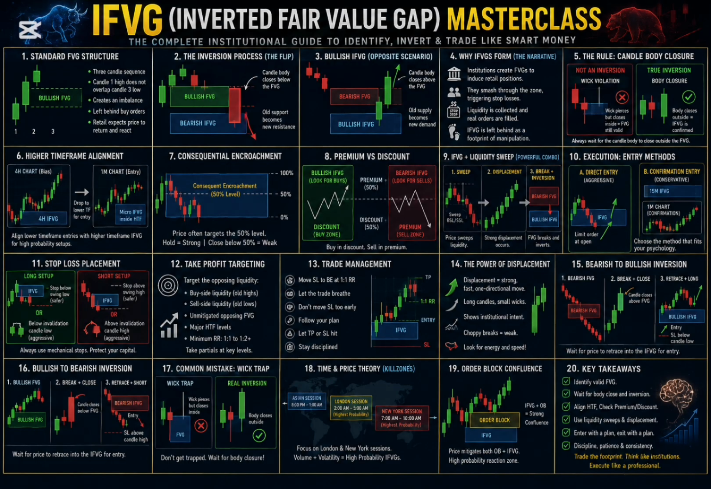This is not an inverted fair value gap. This is a clear liquidity sweep rejection. The institution uses that move to grab liquidity before continuing the original downward move, because you did not wait for the candle body close. You could get trapped in a loss.